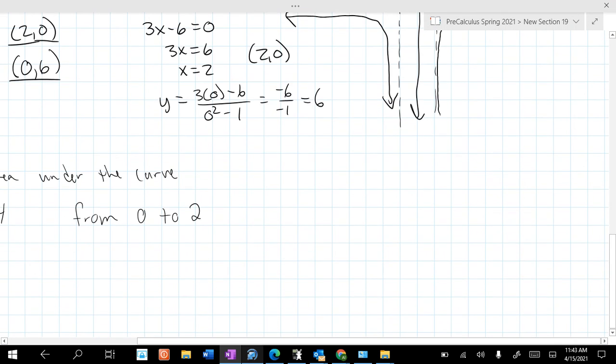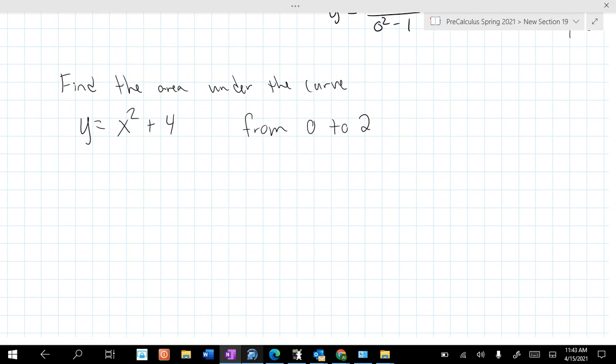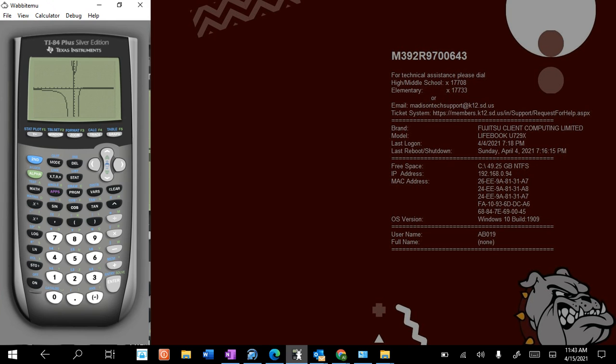Okay. And then the last section, find the area under the curve. That was our homework for today. Find the area under the curve for x squared plus 4 from 0 to 2.